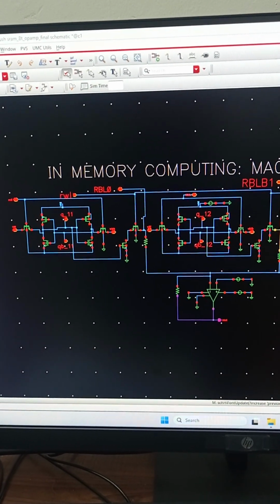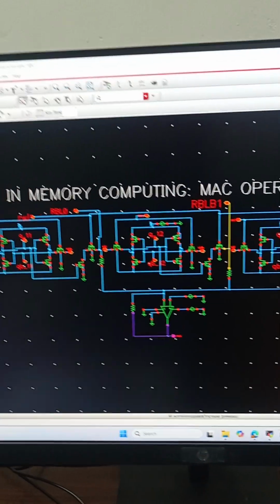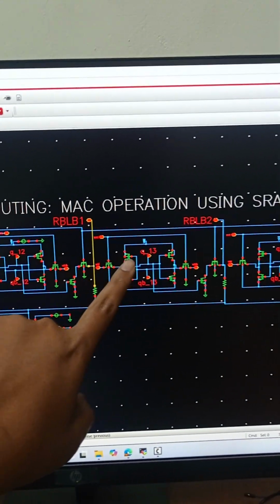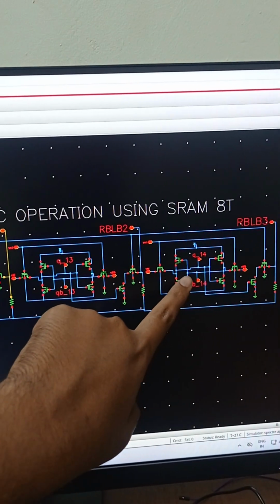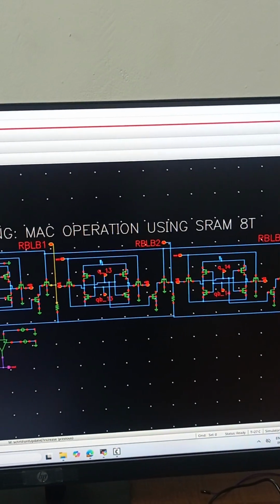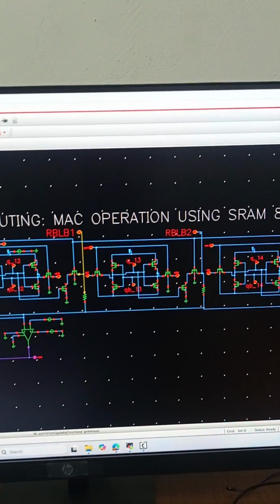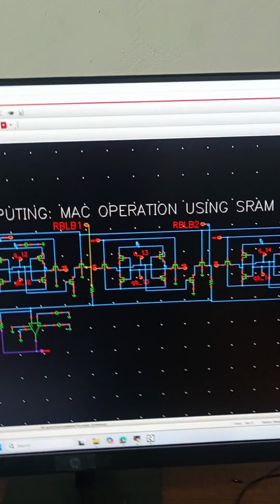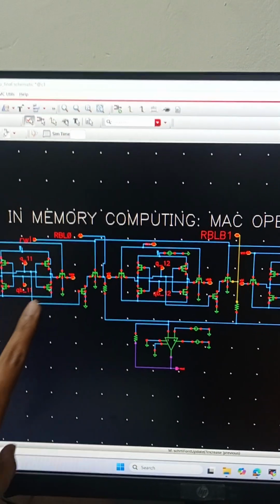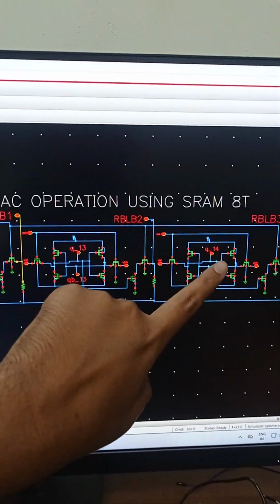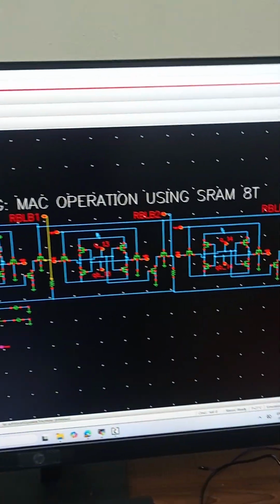So I have 4-bit weights, hence we have 4 SRAM cells. So this is the first SRAM cell, this is the second SRAM cell, this is the third SRAM cell, and this is the fourth SRAM cell. So we have one row of 4 SRAM cells, and these weights are coded in the form of binary. So this SRAM cell is the MSB, and this SRAM cell holds the LSB.